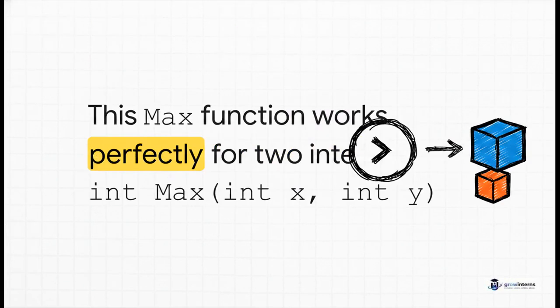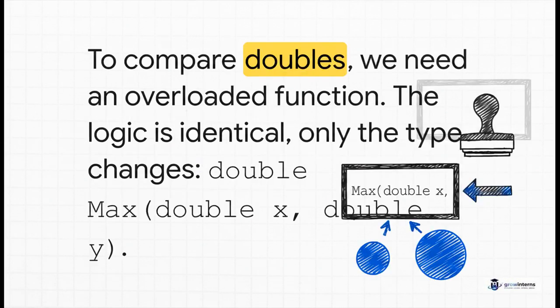Okay, so let's look at a really simple example, a function that finds the maximum of two numbers. Here's our max function. It takes two integers, it returns an integer, it works perfectly, no problem here. But then, what if we need to compare two doubles, like 1.1 and 2.1? Well, we have to create a totally separate overloaded function. And just look at it. The logic inside is exactly the same. The only thing that's different is the data type. We just swapped out int for double.